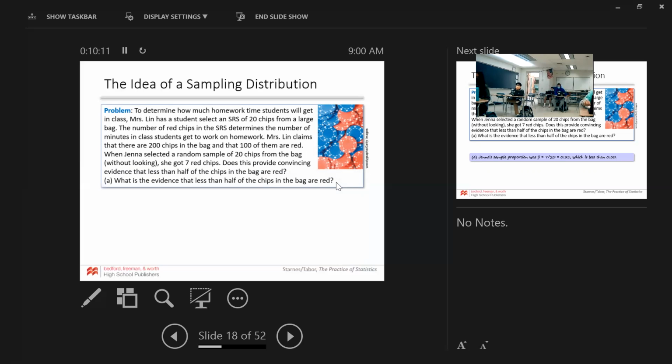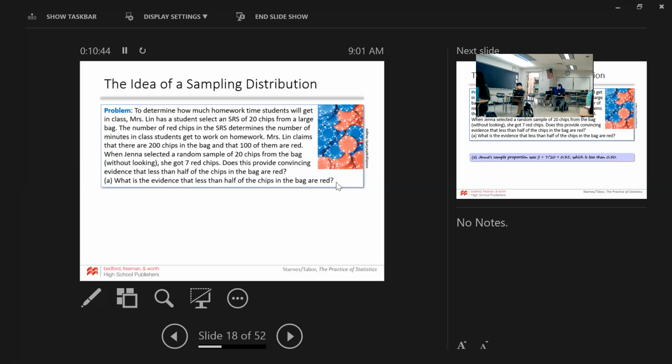You've got 500. No, I'm sorry. You get 200 chips in this bag. 100 are red and 100 are blue. Okay? And you take a sample of these chips. So this kid reaches in this bag, there's 100 red and 100 blue. The kid takes out 20, and instead of getting 10 and 10, they get 7 red and 13 blue.